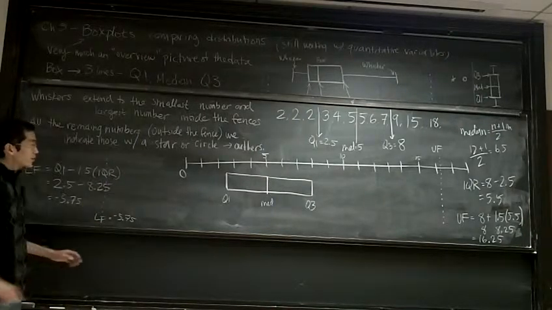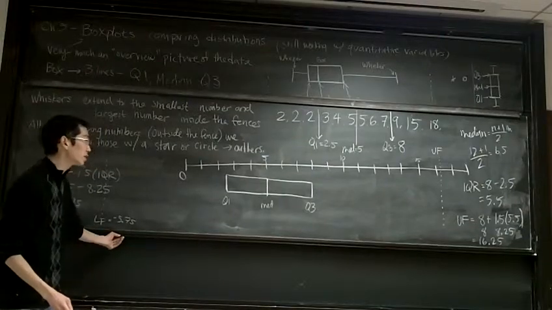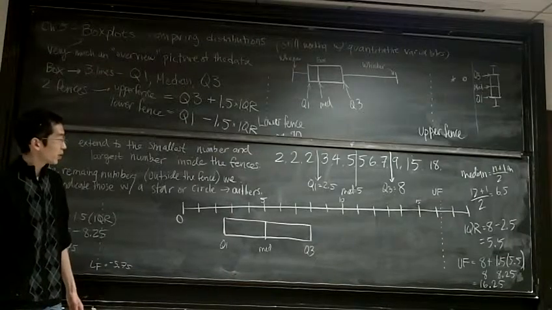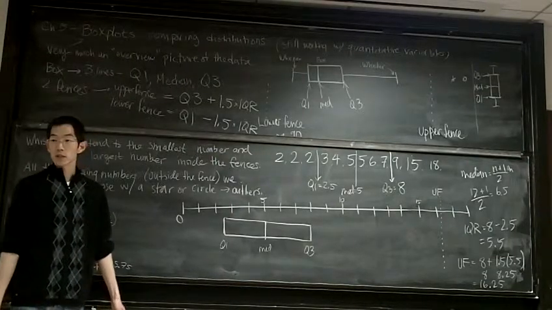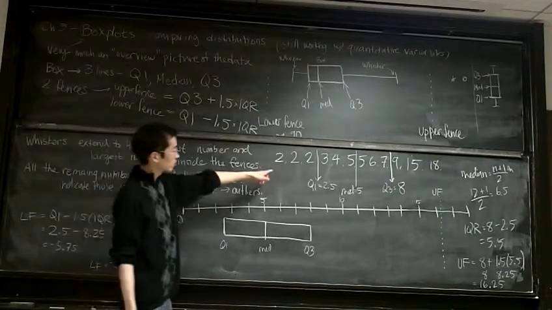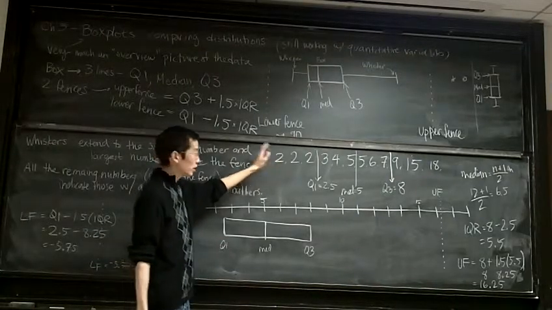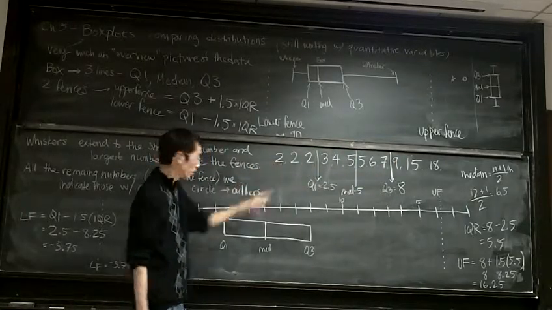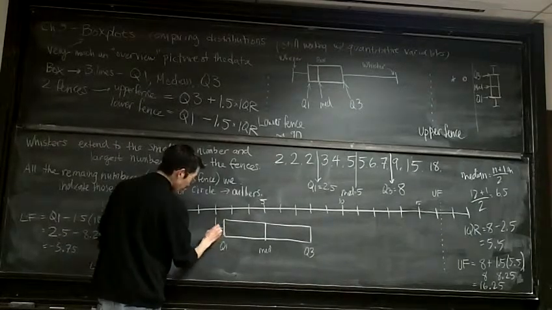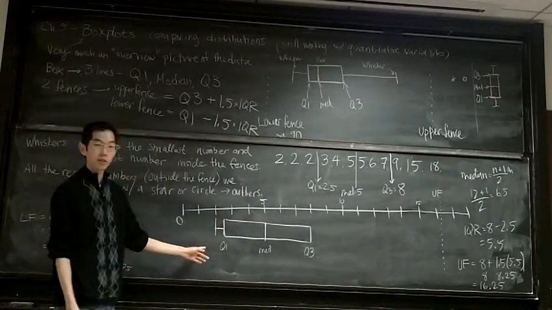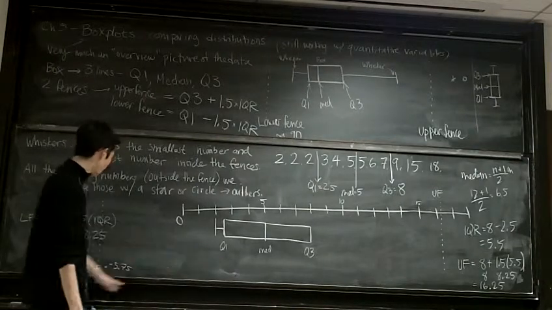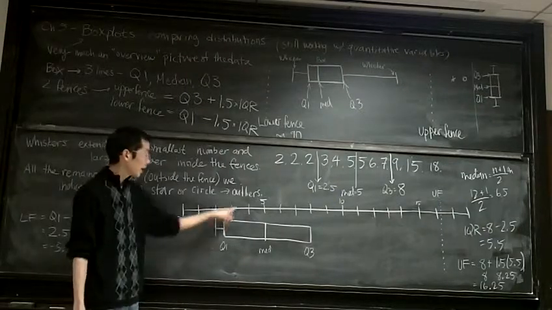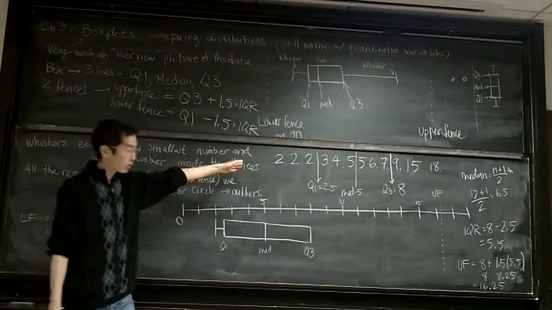Once I find my fences, I draw whiskers to the smallest point and largest point that's contained inside the fence. So what is the smallest point that I have that's inside the fence? 2. Okay, so these are all of the numbers that I have. The smallest number inside the fence is 2, so I draw a whisker that goes all the way down to 2. It's not too far down from the rest. The lower fence is at negative 5.75, but the smallest point that I actually have in my number of plant height growths is 2.